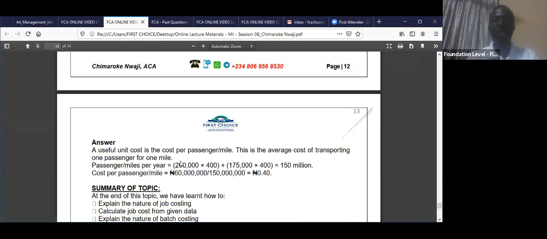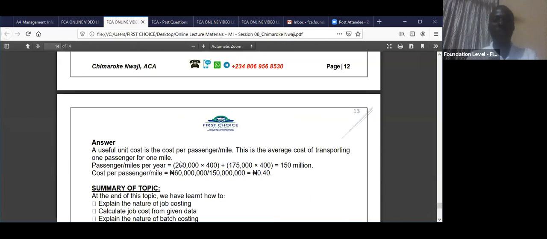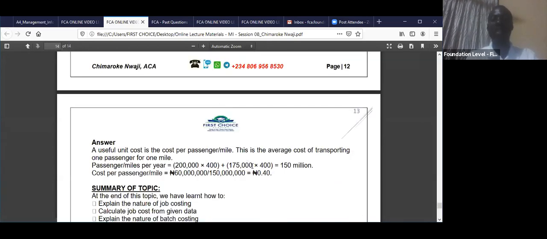That's good. Now, the passengers going from south to north is 200,000 passengers. And look at the number of miles that they go, 400 miles. The same miles did not change. Then coming back, the same mileage, 175 return journey.